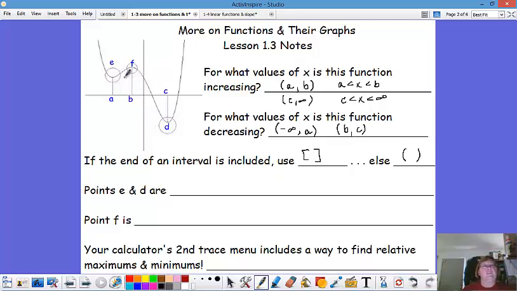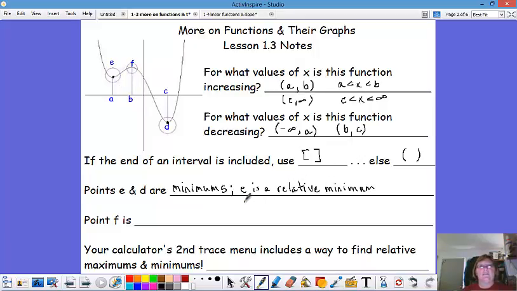Points E and D. As you look at those two points in the graph, E here, D here, both of them are at the bottom of a trough in this function. They are minimums. That is, they are low spots in this graph. I want to put a little proviso on there. Point E is a relative minimum. And we say relative because it's not the very lowest point in this function. Just in the area in which it lies, it's the lowest point there.